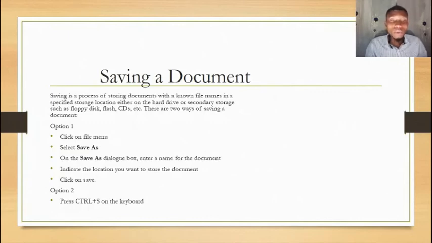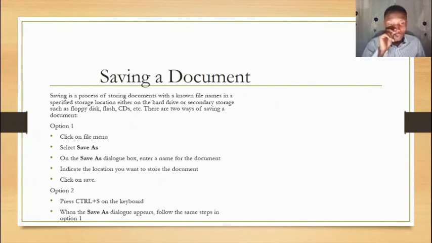So Ctrl plus S, when you press that on the keyboard, it's going to bring the Save As dialog box. So when that appears, you're going to continue from the first option on how to save the document. On the Save As dialog box, you enter the name for the document, and then you indicate the location where you want to save the document. Then you click on Save. So that is how to save the document.